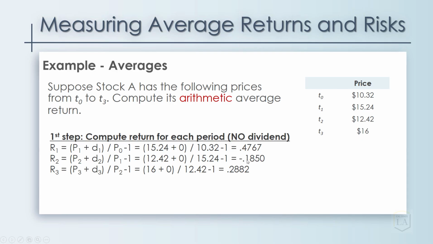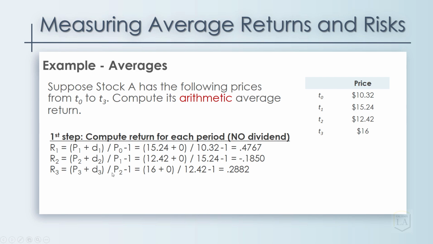You'd subtract 1 in the end, and you will have negative 0.1850. So over this time period, you earned negative 18.5% return. And then what about from time t sub 2 to t sub 3? What about the return that you made over just one period, from t sub 2 to t sub 3?